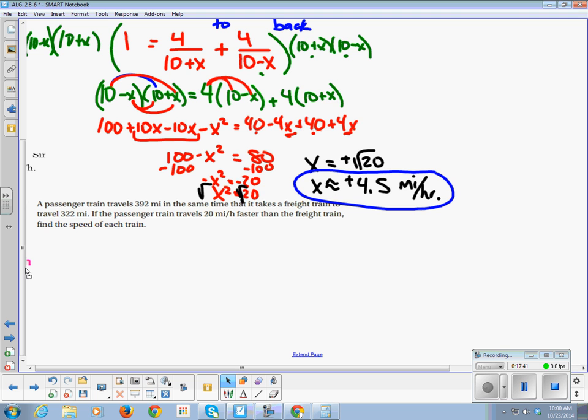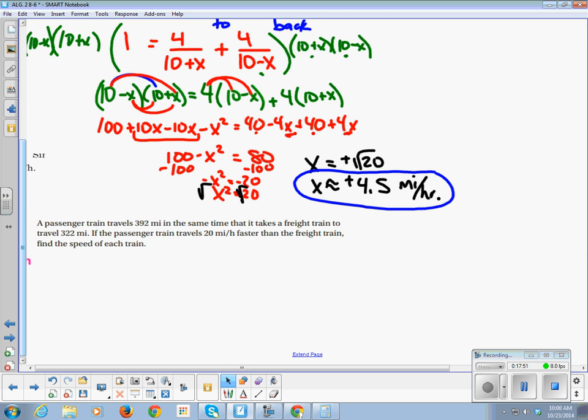A passenger train travels 392 miles in the same time it takes a freight train to travel 322 miles. The passenger train travels 20 miles an hour faster than the freight train. Find the speed of each train. So what I like to do when it gives you a bunch of speeds, distances, and trains, is break it down into a table. You can't see this on the recording, but I am now breaking it down. Yeah, it's hilarious. You're missing it.